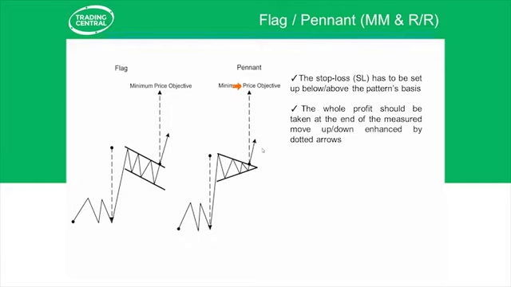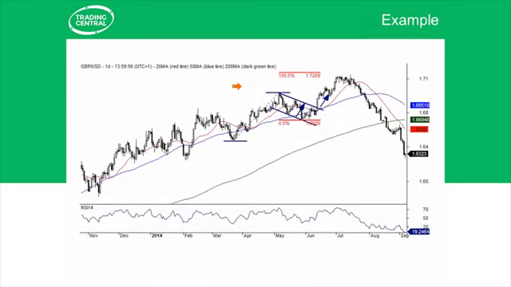Let's just see this with an example, the flag pattern on the cable. Very interesting. You can see here the flag pattern that took shape. You can see the previous up move between there and there. So what is the objective of the pattern? Thanks to the validation, just here, you can find a trading plan with a stop loss below the last partial decrease, so around there on 166. The stop loss has to be there thanks to the validation of the pattern.